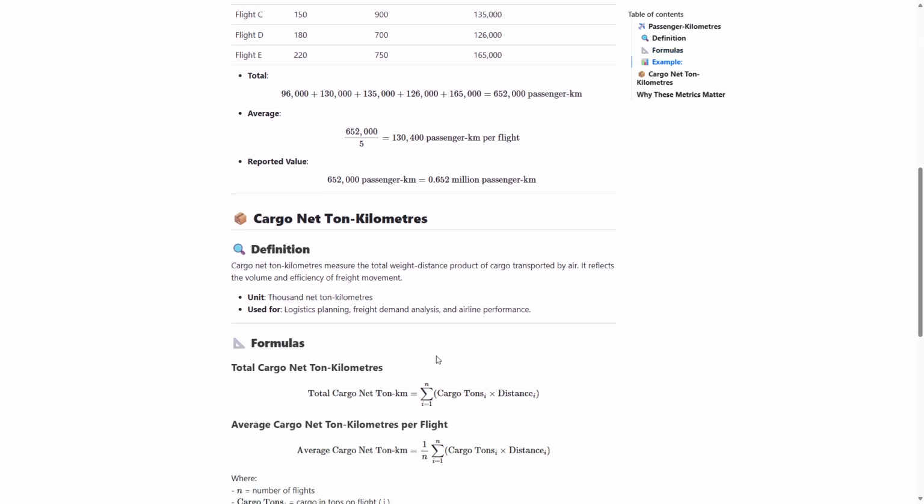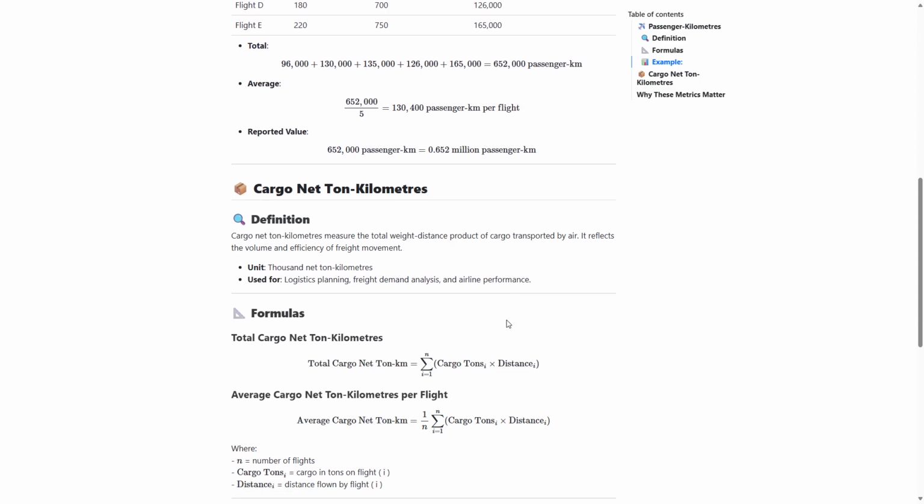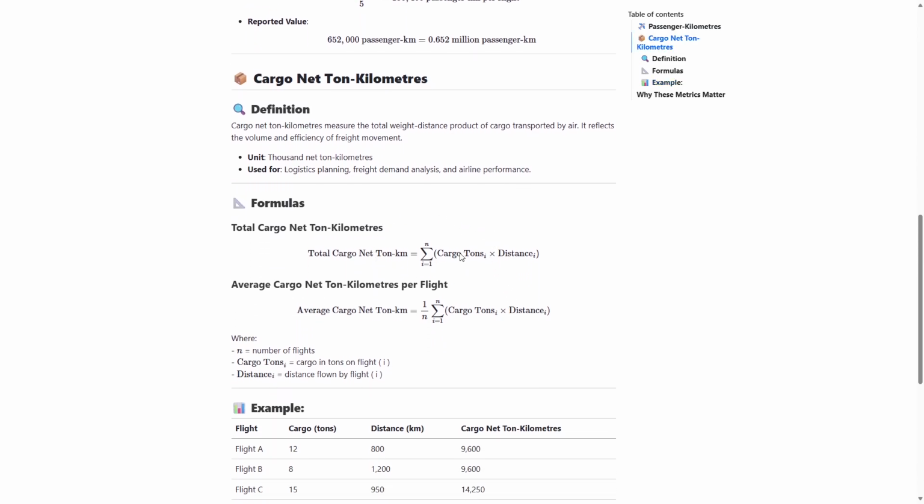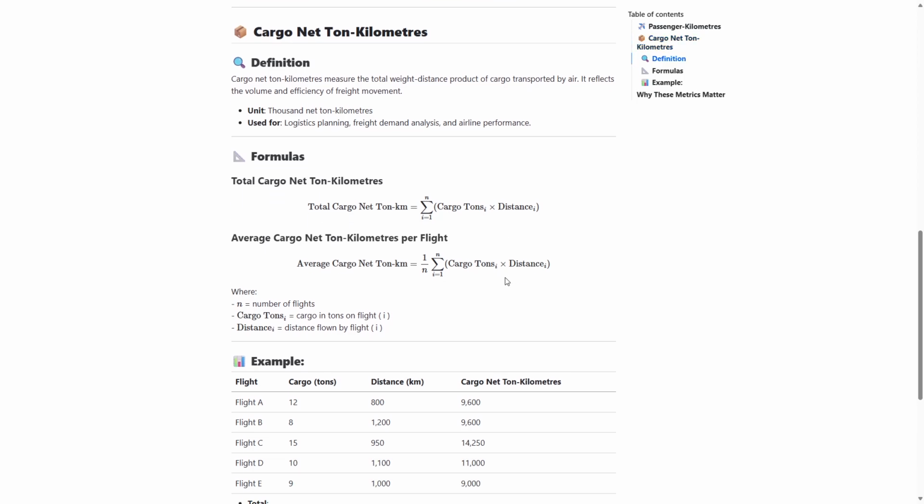Cargo, same idea. Cargo net ton kilometers measures the total weight-distance product of cargo transported by air. It reflects the volume and efficiency of freight movement. The unit in this case is 1,000 net ton kilometers. It's used for logistic planning, freight demand analysis, and airline performance. In each of the flights, we take the cargo tonnage, how many tons of cargo is being transported, multiply it by the distance traveled, and add it up for all the cargo airplanes. To calculate the average, we divide by the number of airplanes or flights.